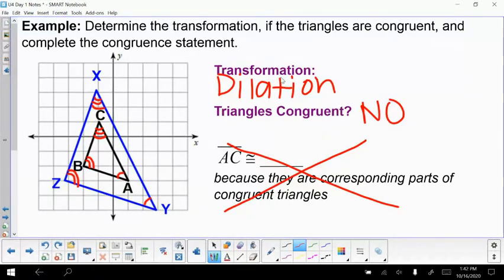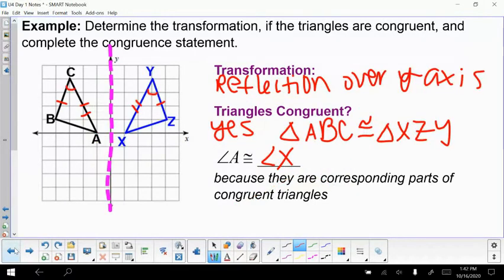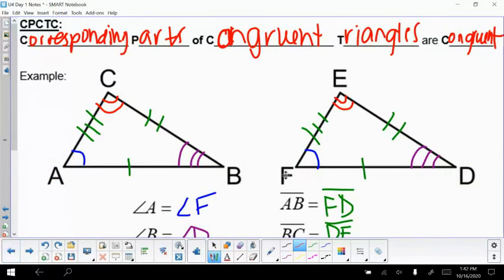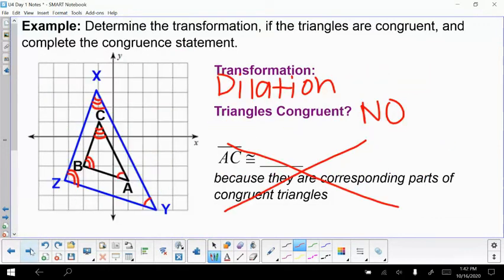So only the rigid motions of translation, rotation, reflection. This one was a reflection, this one was a rotation, and then this one was a translation. Those all create congruent triangles, but not the dilation. Make sure you do your practice.